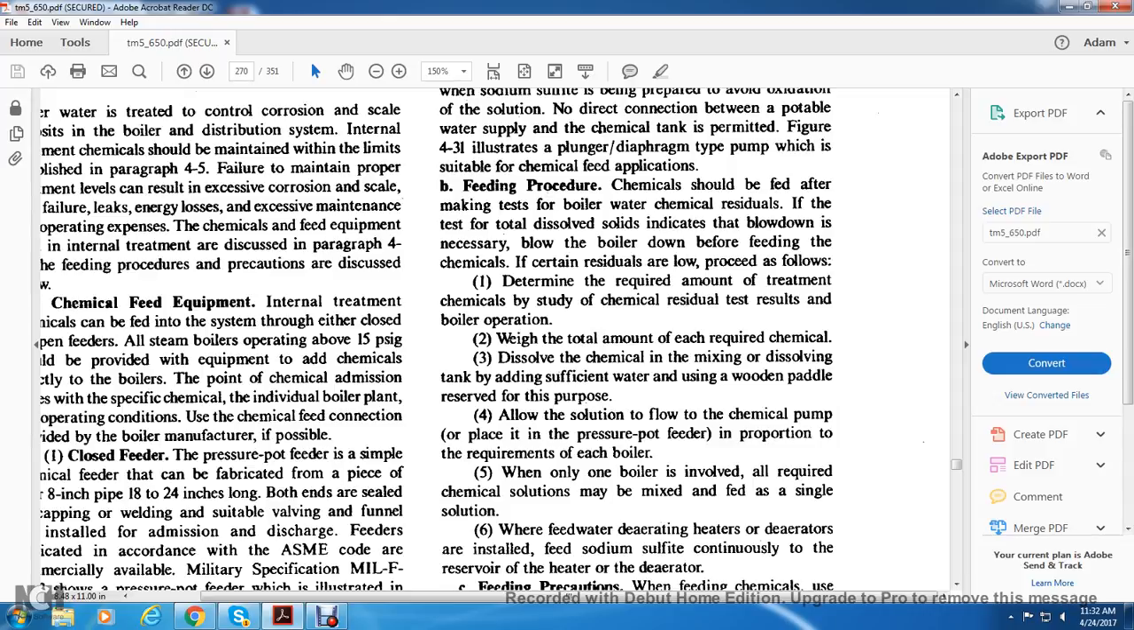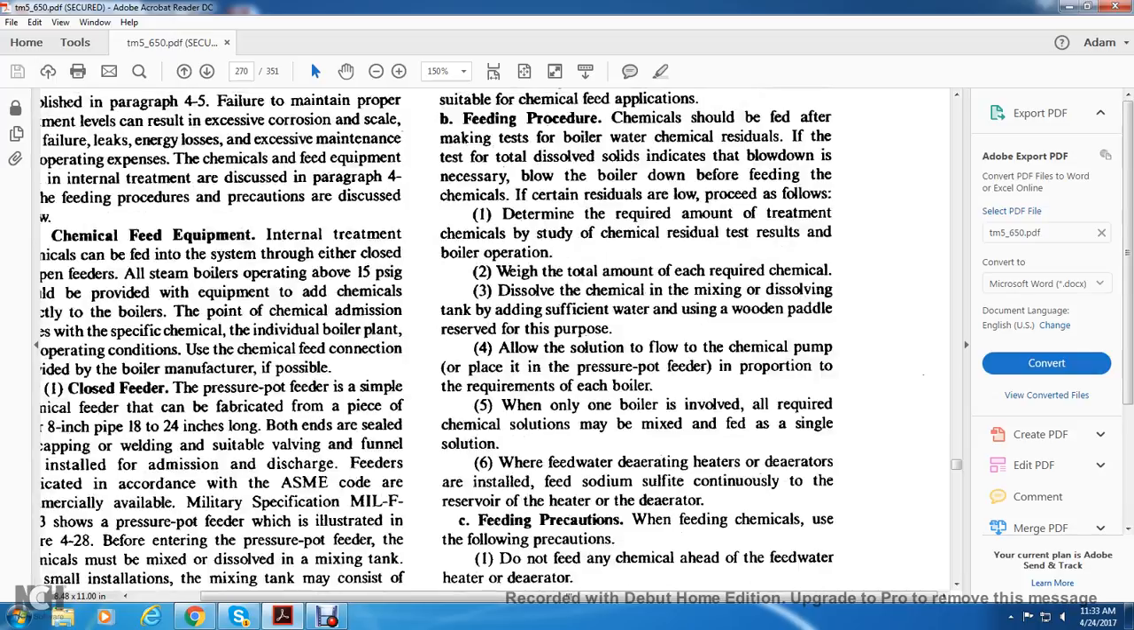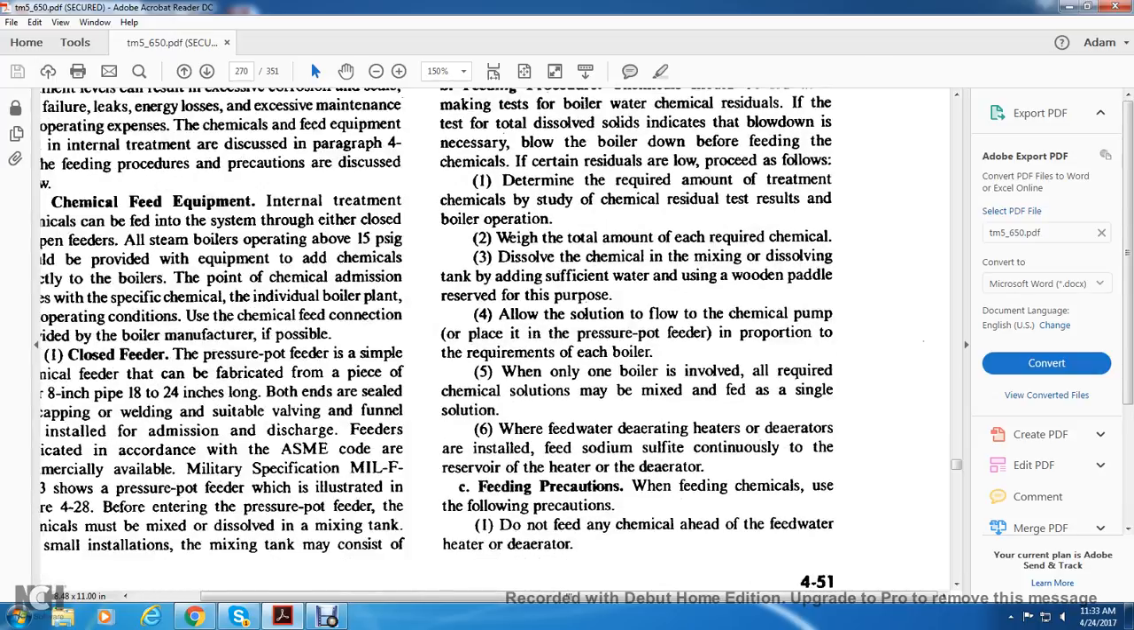2. Weigh the total amount of each of the required chemicals. 3. Dissolve the chemicals in the mixing and dissolving tank, adding sufficient water. 4. Allow the solution to flow into the chemical pump or the pressure pot feeder in proportion to the requirements of each boiler. When only one boiler is involved, all the required chemical solutions must be mixed and fed as a single solution. When a feed water deaerator is installed, feed sodium sulfite continuously to the storage section of the deaerator.